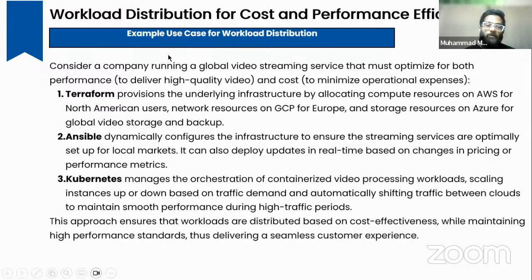So we can use Terraform for provisioning the underlying infrastructure by allocating compute resources on AWS for North American users, network resources on GCP for Europe, and storage resources on Azure for global video storage backup. Ansible dynamically configures the infrastructure to ensure that streaming services are optimally set up for local markets. It can also deploy updates in real time based on changes in price or performance metrics.